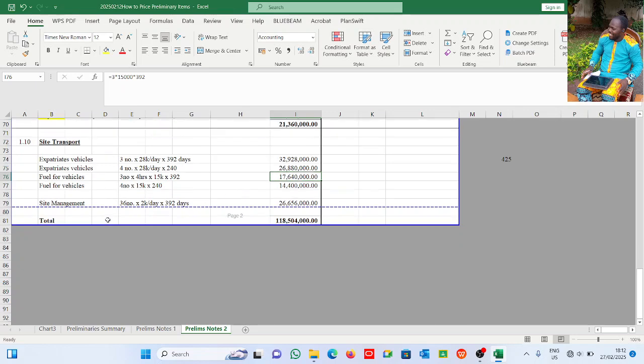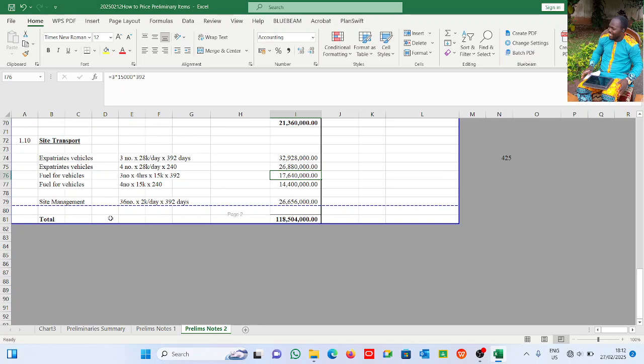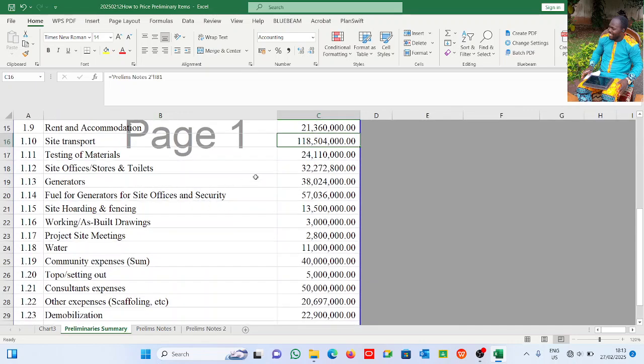Now, of course, site management, that is your lead professionals also. They will need to come to site. They are being paid 2,000 naira per day, whatever it is with your organization. If you want to price the preliminaries effectively, you need to know all these things handy, or you need to be with a person that knows these things. They need to give you this information for you to price the preliminaries effectively. We have 36 of them, 2,000 naira per day for 392 days. So total site transport is 118 million naira. I'll be a little bit faster now.